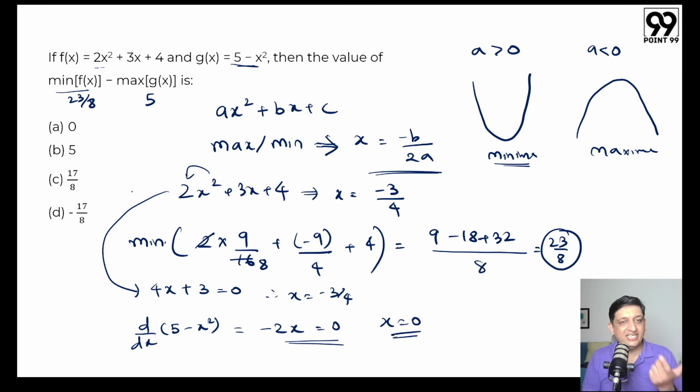Also, you can use logic and try to figure it out because I am going to remove something from 5 and it is x square. X square can be at least equal to 0. So the minimum value that I will be able to remove from 5 is going to be 0. 5 minus 0 is 5 itself. So 23 by 8 minus 5 is going to be 23 minus 40 divided by 8, or I will get minus 17 by 8. So the correct answer to this particular question is going to be option D, that is minus 17 by 8.